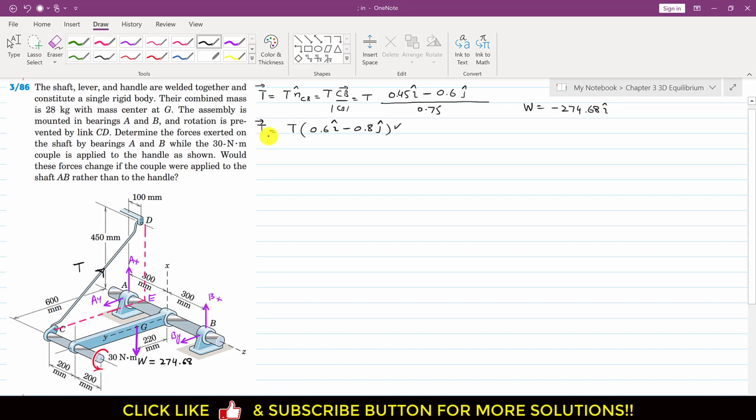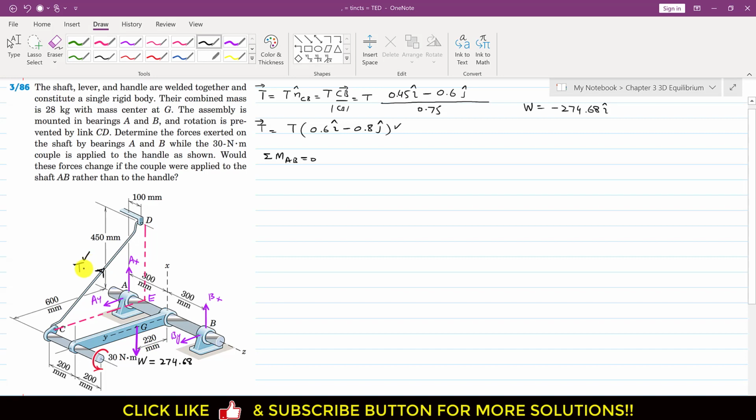Now to find the magnitude of this T vector, what we can do is find the summation of moment about the AB axis equals 0, right? Or we can find the moment about the Z axis equal to 0, right? So as we can see that this AB is the axis of the shaft, right? So as we can see that the reactions at A and the reactions at B are intersecting this axis, so we can eliminate these unknowns from our equation, right? So then we will be only left with this T vector and this weight vector, right?